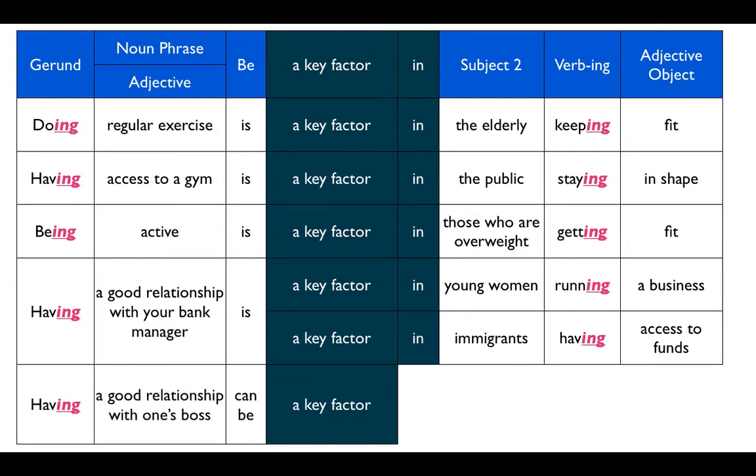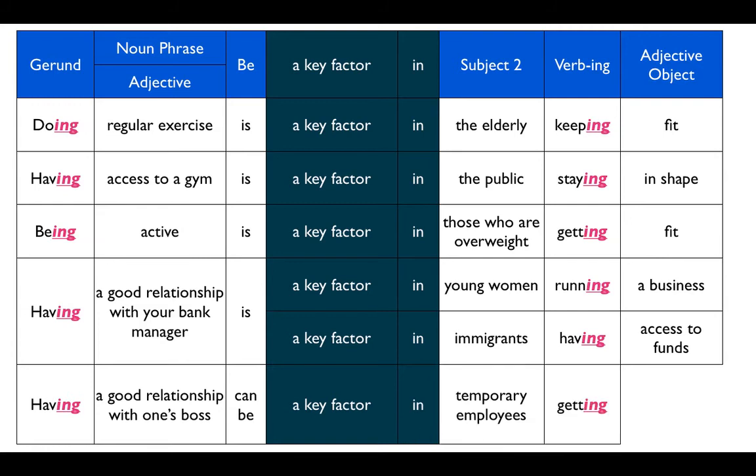And then having a good relationship with one's boss can be a key factor in temporary employees getting a good reference. When you leave your work, you need a letter from your boss. That doesn't happen in every country, but it's very common in English-speaking countries, and it's one of the key documents you need above your CV, above your qualifications. Sometimes if your previous boss doesn't give you a good reference, the future boss will be less inclined to hire you. So here again, this sentence is looking at temporary employees.